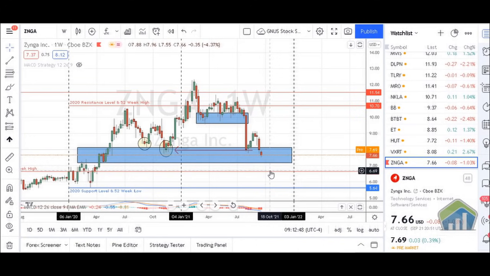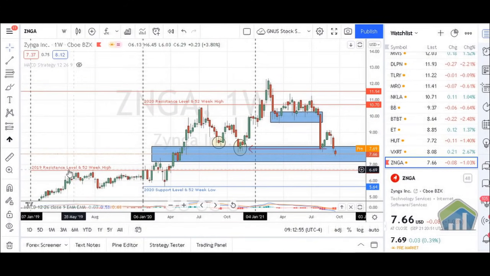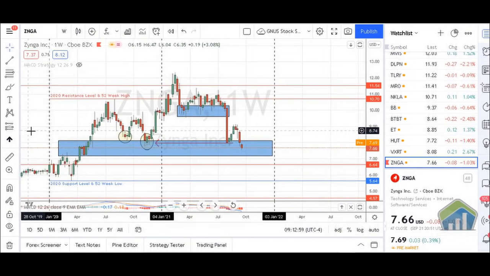And we also have this line right here, which is a resistance line that's acting as a support, right? Or which will act as a support. And we can see that that's our resistance lines from 2019, the 52-week high, right? So could Zynga drop down to $6 and some change? Hey, maybe. We're not sure. We hope it doesn't. But if it does, it's definitely going to be a great buying opportunity for some of you who are looking to pick up shares.